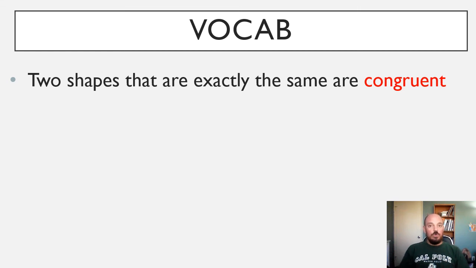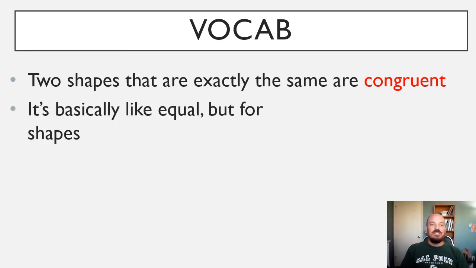Number one, this is a very important word for us. The word congruent is any two shapes that are exactly the same. It's kind of like equal, but you want to remember equal is for numbers. Like I can say 10 equals 10 or x equals 7. If I'm talking about numbers, I can use equal. For shapes, you don't usually say equal. You say congruent.